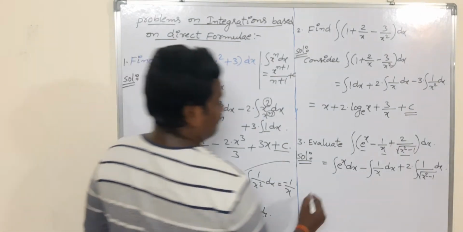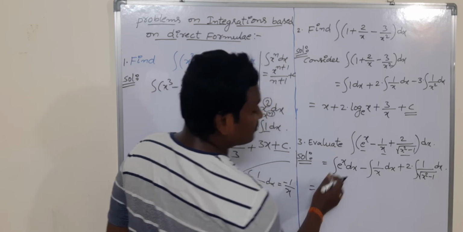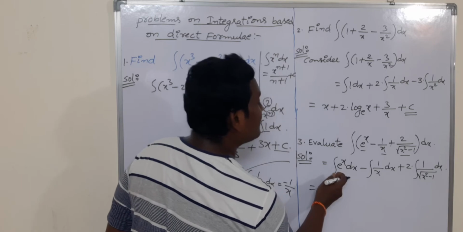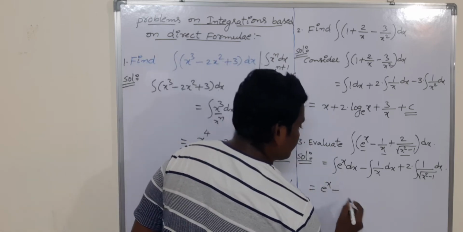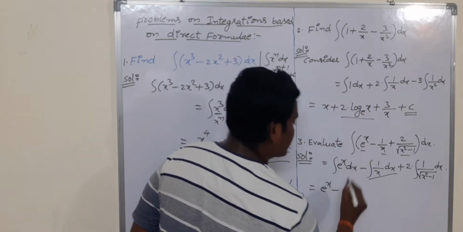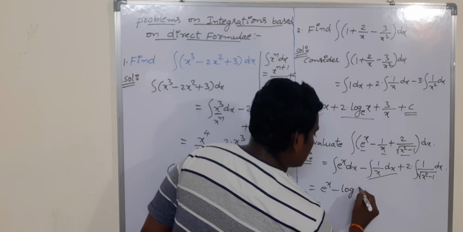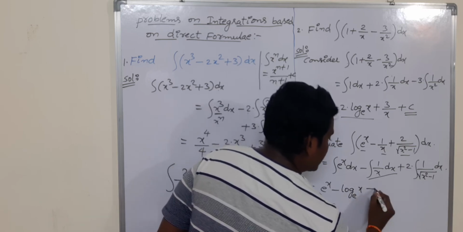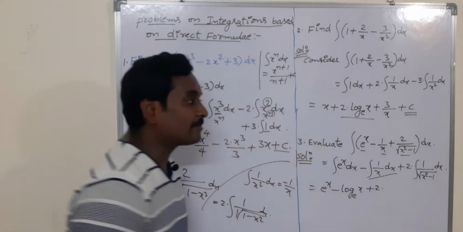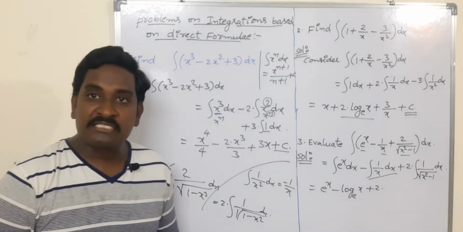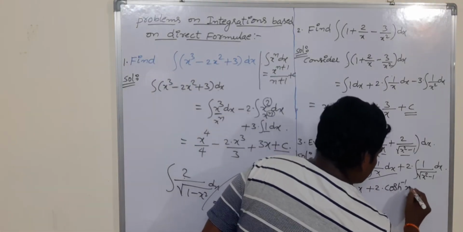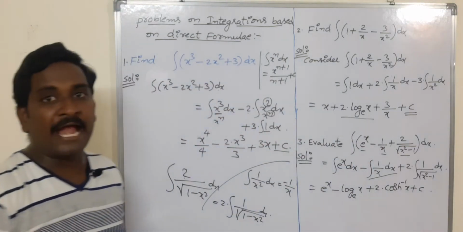Okay. Now what is integration of exponential function? Integration of exponential term is itself. Integral of e power x is e power x only. Minus, what is integral 1 by x? Already we saw in the previous problem. Integral 1 by x is log x. So log x to the base e plus 2 into, what is integral of 1 by root over x square minus 1, which is cos h inverse x. Okay. Integration is completed. That's why you should add constant c.